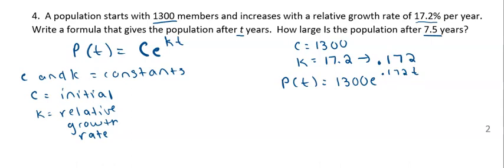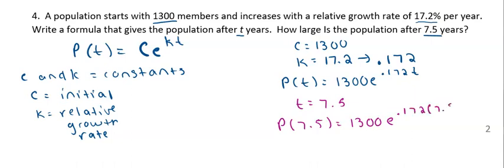Now then it's asking us, well, what is the population after 7.5 years? So T would be 7.5. So that'll look like P of 7.5 is equal to 1,300 E to the 0.172 times 7.5.